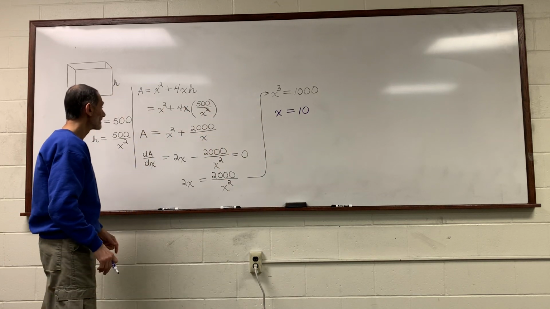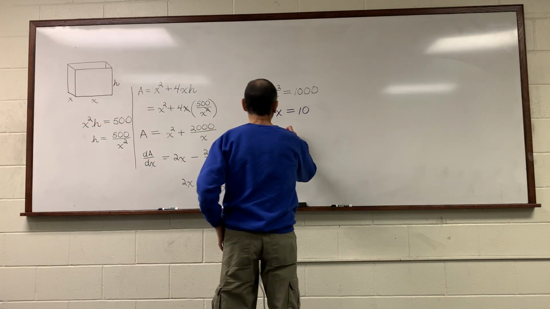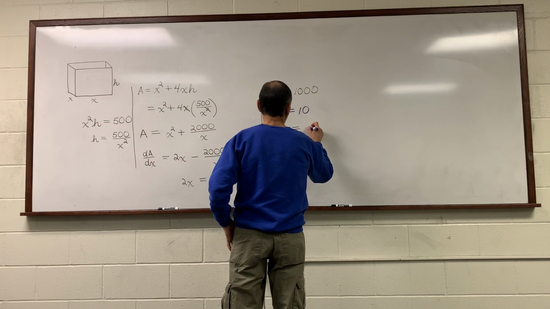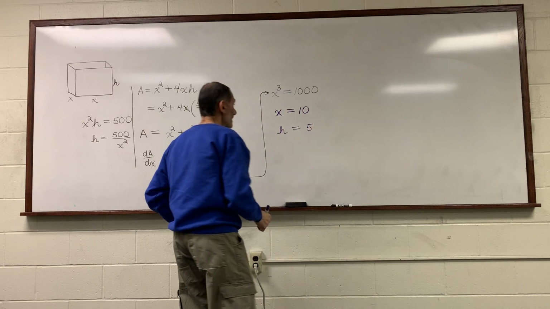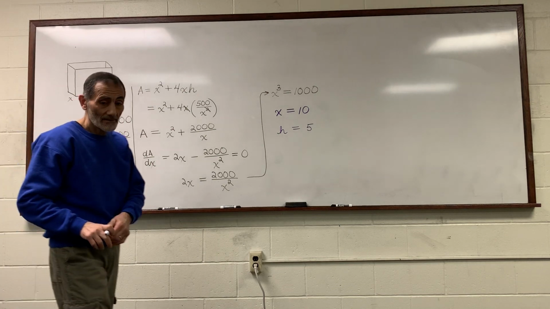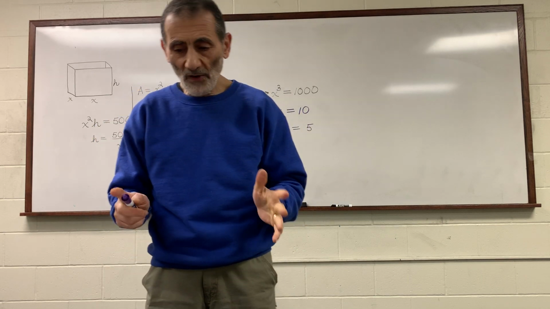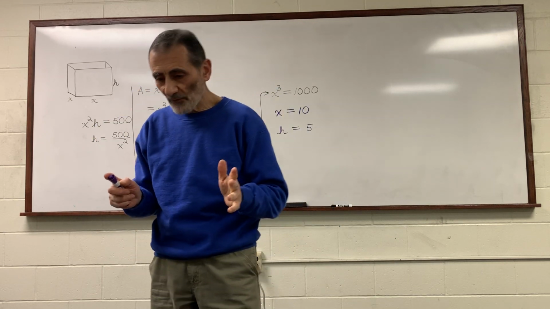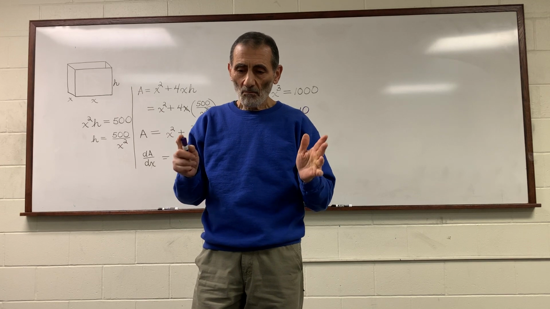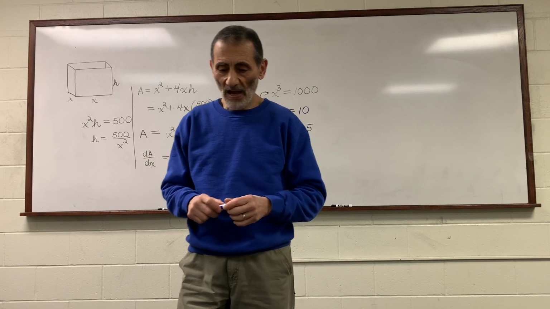If x equals 10, h equals 500 divided by x squared. 500 divided by 100 is 5. Those are the dimensions that would minimize our surface area, the amount of material. And that's the way we do problems like this. In general, you're going to have an objective function and a constraint. The objective function will usually have more than one independent variable. We want to reduce that to 1. That is the value of the constraint.